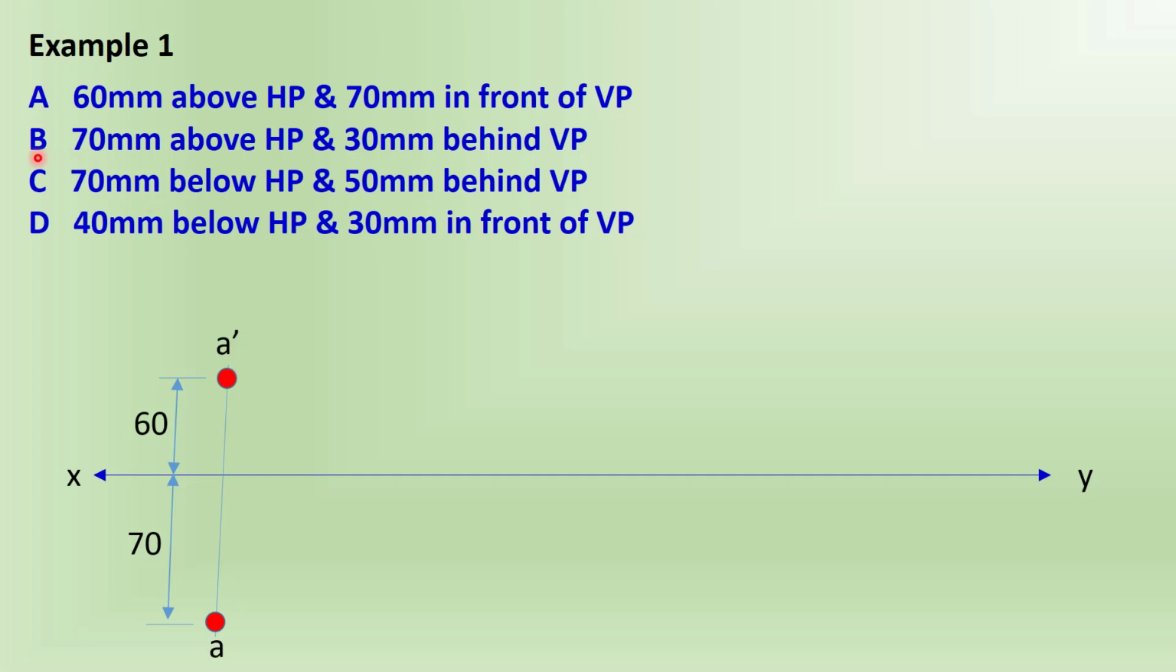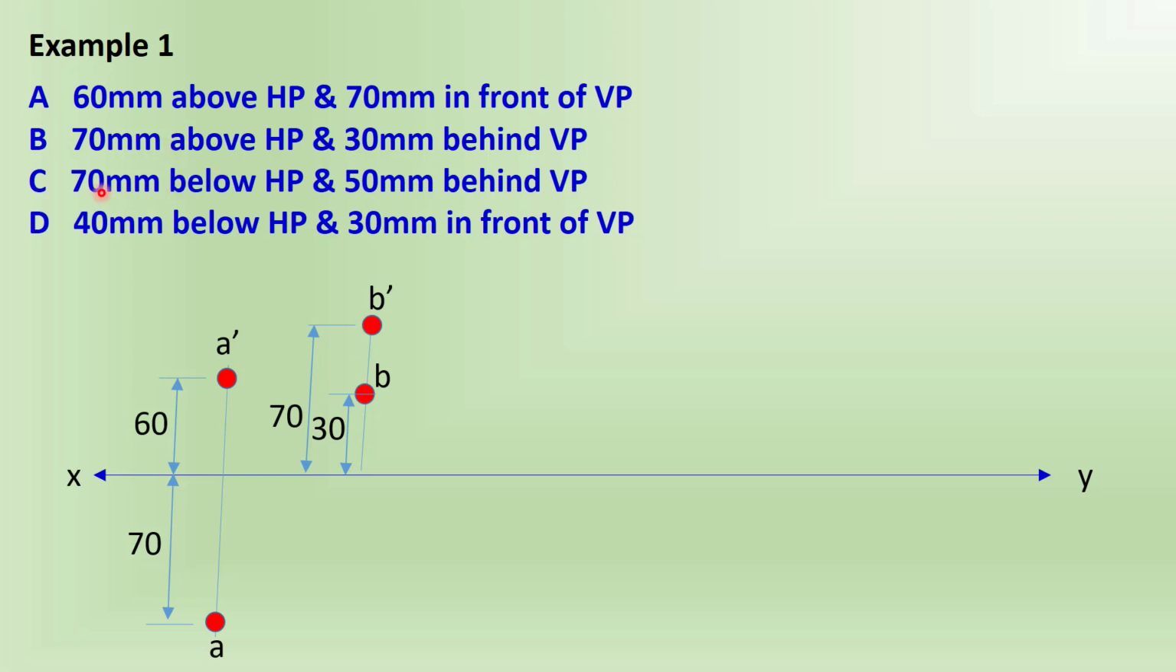Now let us take this second one, that is point B. So here also you can see the point is above HP. That means elevation will be above XY, and it will be 70 mm above XY. Then 30 mm behind VP. So plan will be above XY and it will be 30 mm. So we will draw the next one. See, plan above XY 30 mm. Elevation above XY and it is 70 mm.